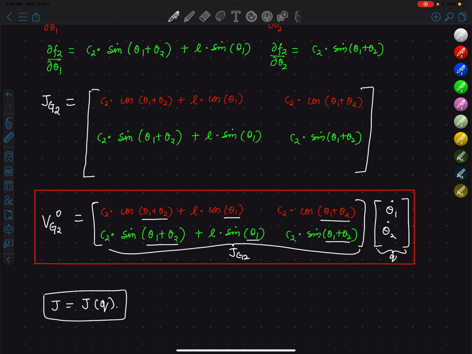So I'll end my lecture at this point, and in the next lecture we'll see another application of Jacobian, which is basically calculating the static forces. Okay, till then, thank you.